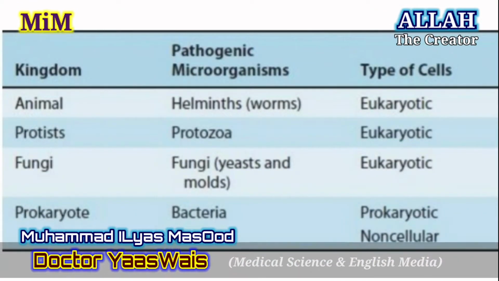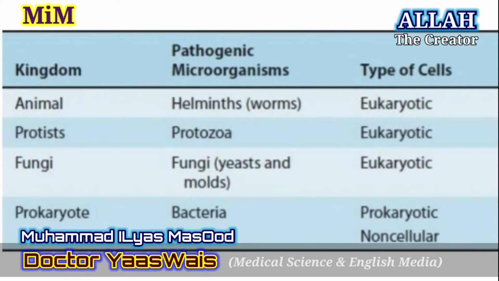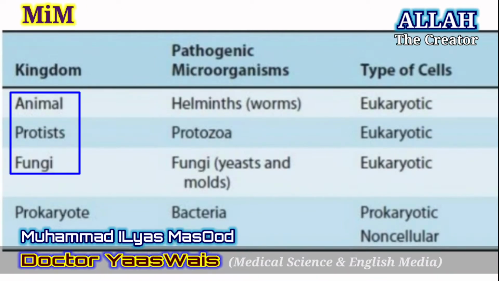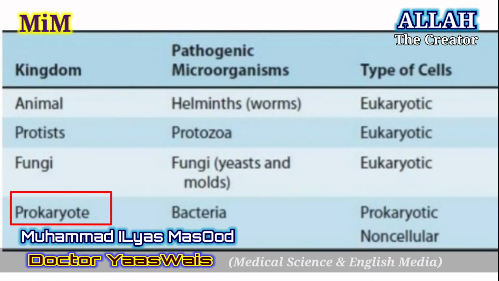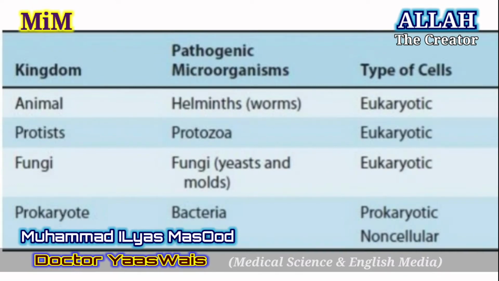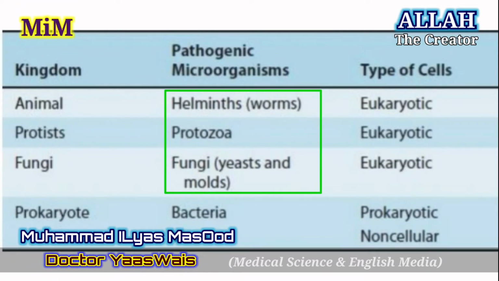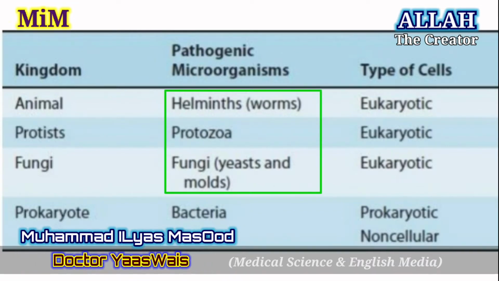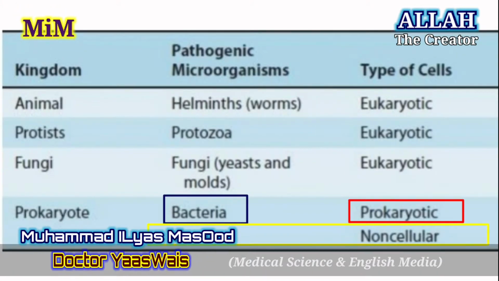Biologic relationships of pathogenic microorganisms. In this table, we will discuss the superkingdom and domain, kingdom, pathogenic microorganisms, and types of cells. Animals, protists, and fungi belong to the superkingdom or eukarya domain, while prokaryotes belong to the bacteria domain. The pathogenic microorganisms of the eukarya domain are helminths, protozoa, and fungi, while that of bacteria are bacteria. Helminths, protozoa, and fungi are eukaryotic cells, whereas bacteria are prokaryotes. Viruses are non-cellular.